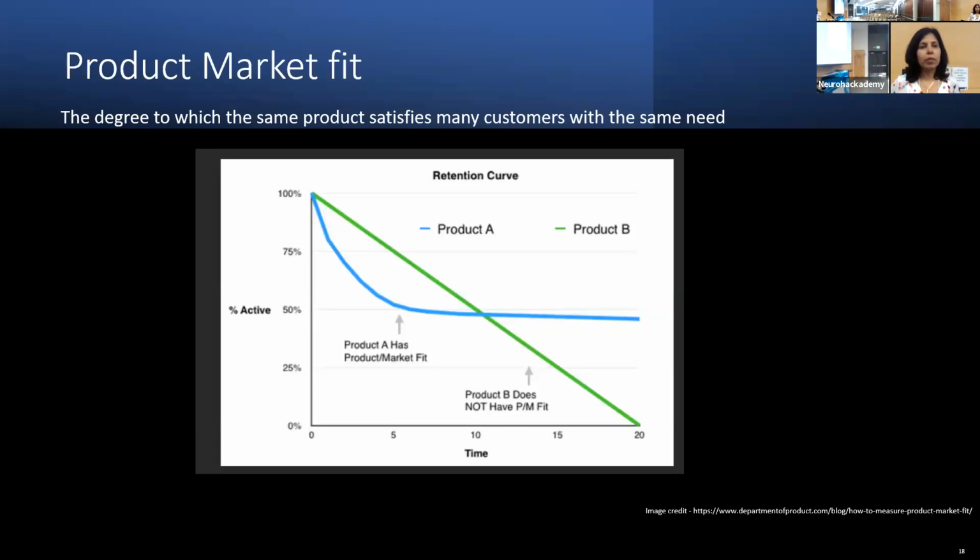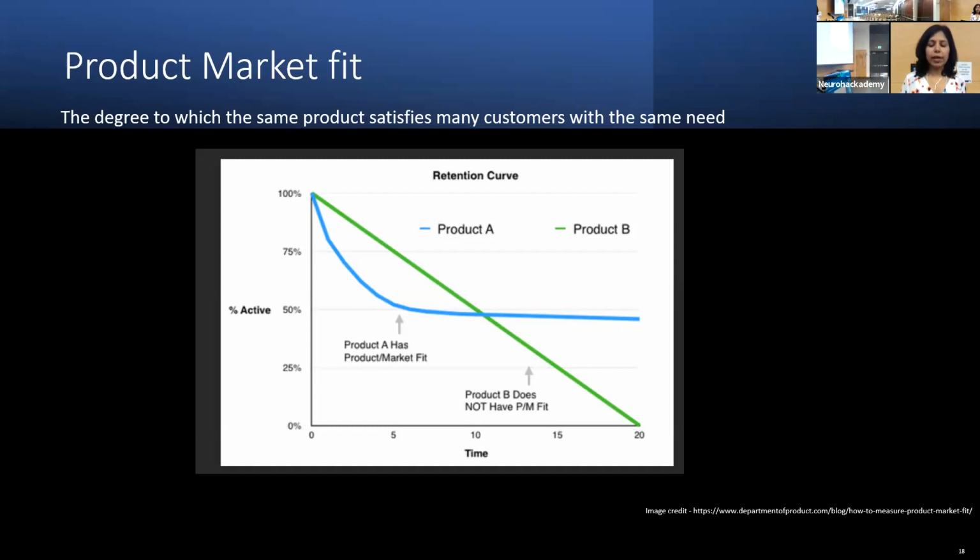Let's talk a little bit about product market fit, right? There's two products in this graph. Product market fit is the degree to which the same product satisfies many customers with the same need. Okay, so product A is the one in blue and product B is the one in green. Product A has product market fit. So after it has some initial adoption, and I'll go into the different types of adoption in the next slide.